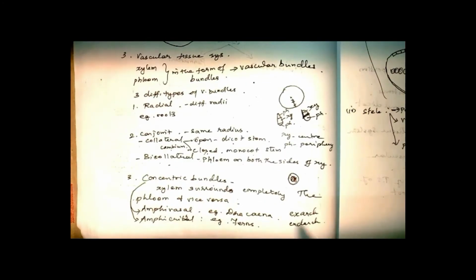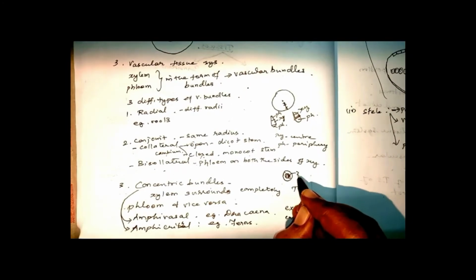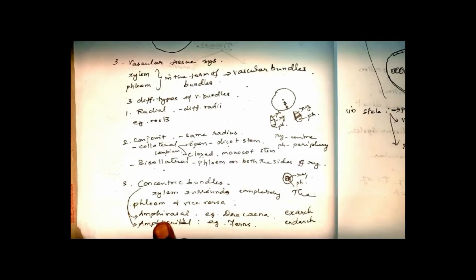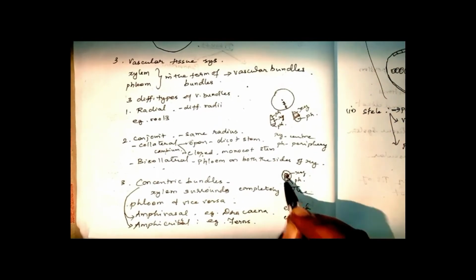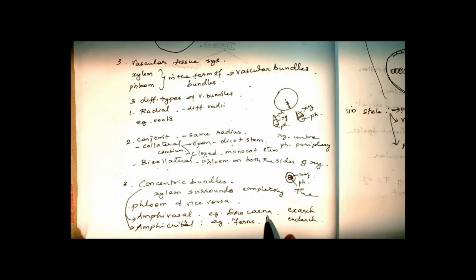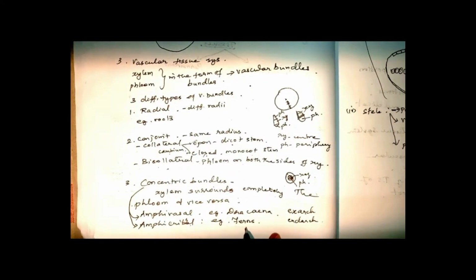The first one is called amphivasal, where the xylem lies towards the periphery. When the xylem is outside and phloem inside, we call it amphivasal, and when the phloem is outside and xylem is inside, we call it amphicribal. Amphivasal type of vascular bundle is present in Dracaena, for example, and amphicribal is present in plants like ferns.